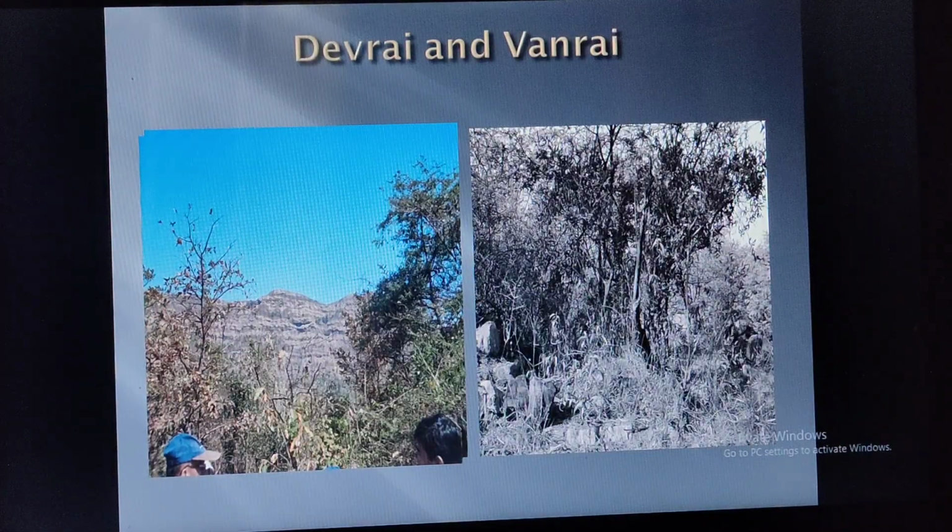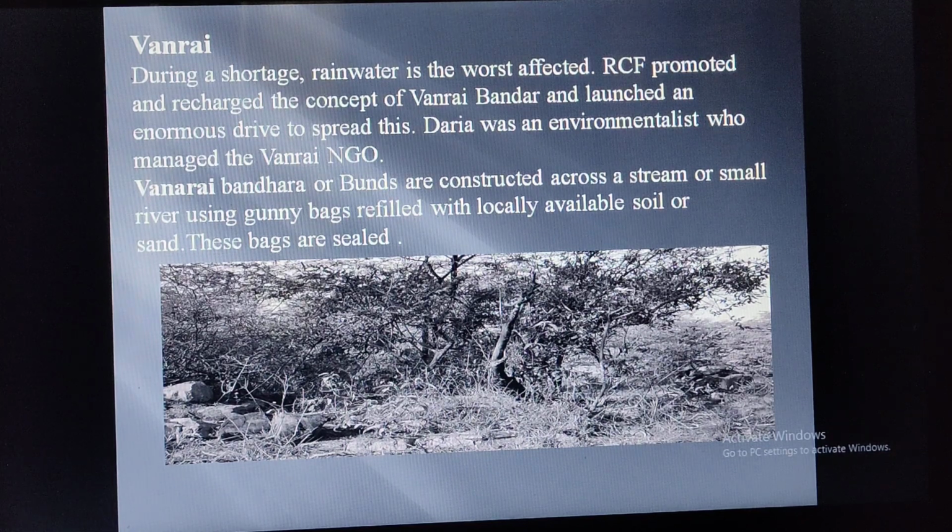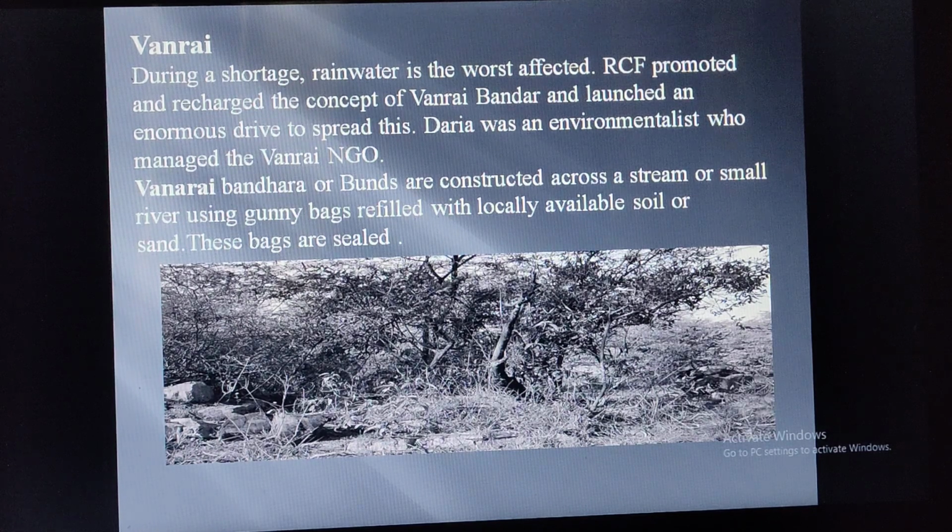Here in the picture you can see Devrai and Vanrai. Let us learn about them. Vanrai. So what is Vanrai? During a shortage, rainwater is worst affected. So RFC promoted and recharged the concept of Vanrai Bandhara and launched an enormous drive to spread this. Darvia was an environmentalist who managed the Vanrai NGO.